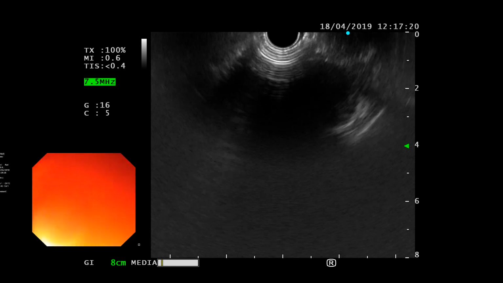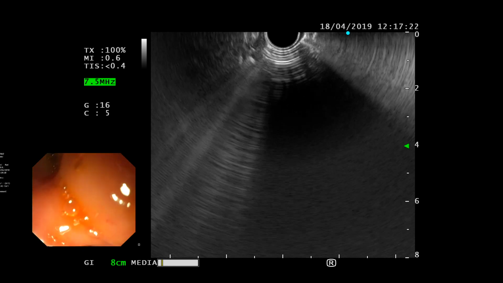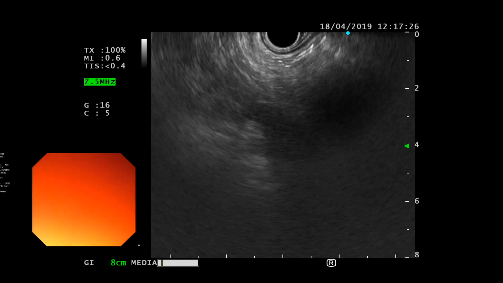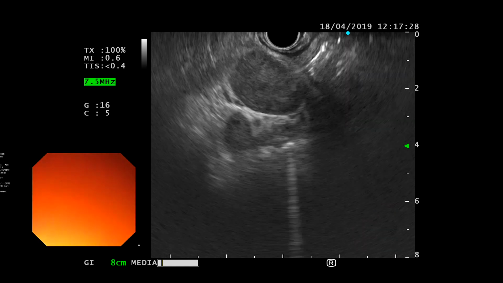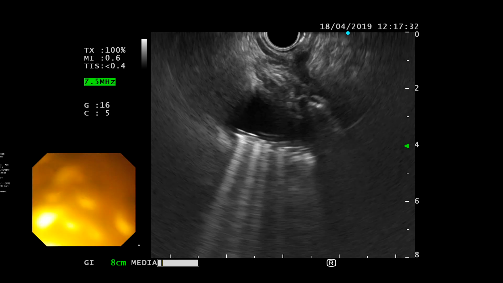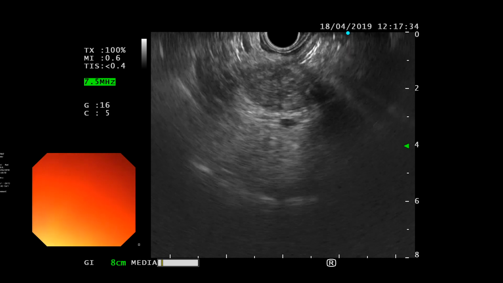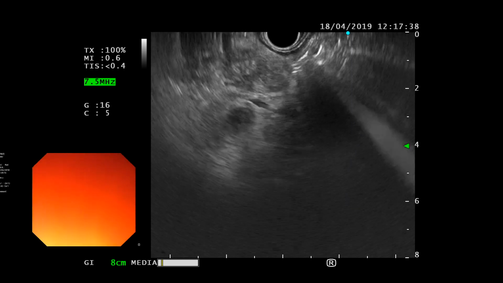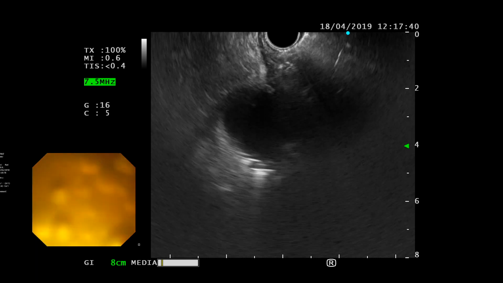Okay, so I think, yes, sure, let's take a look. And the other thing I would just, what is that? Is that the lesion? That's a lymph node, really. Is it? Yeah, that's a huge node. That's a huge lymph node, yeah.